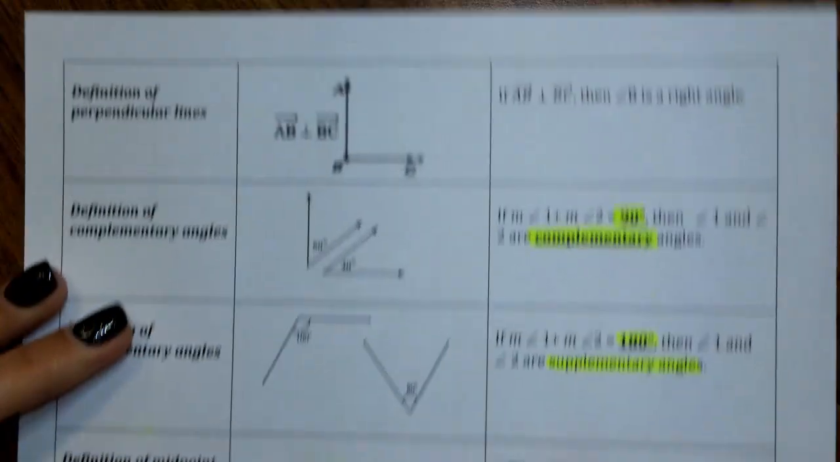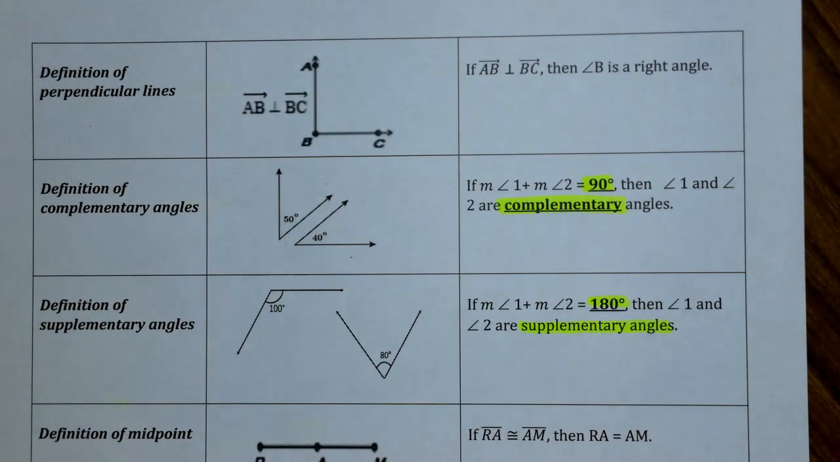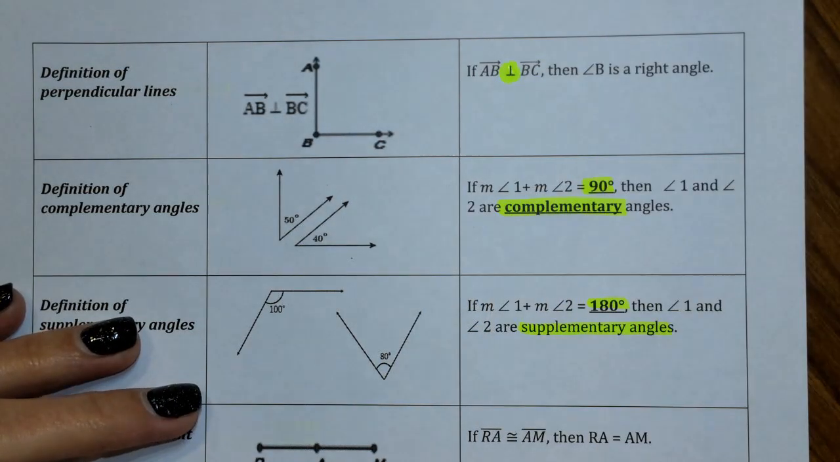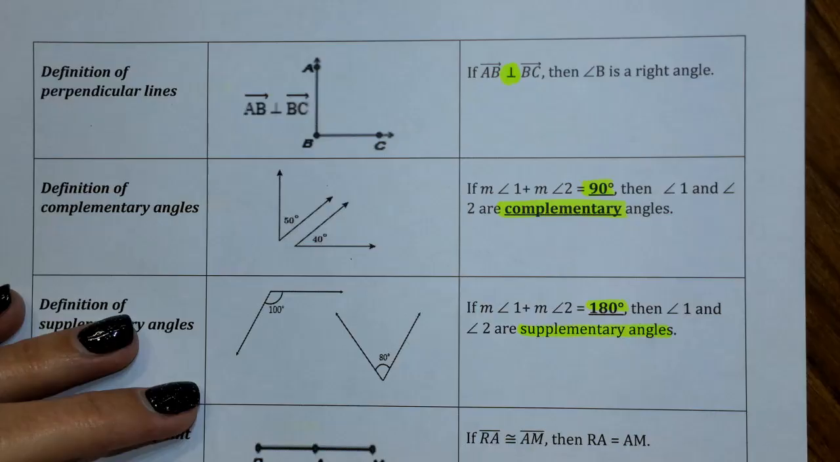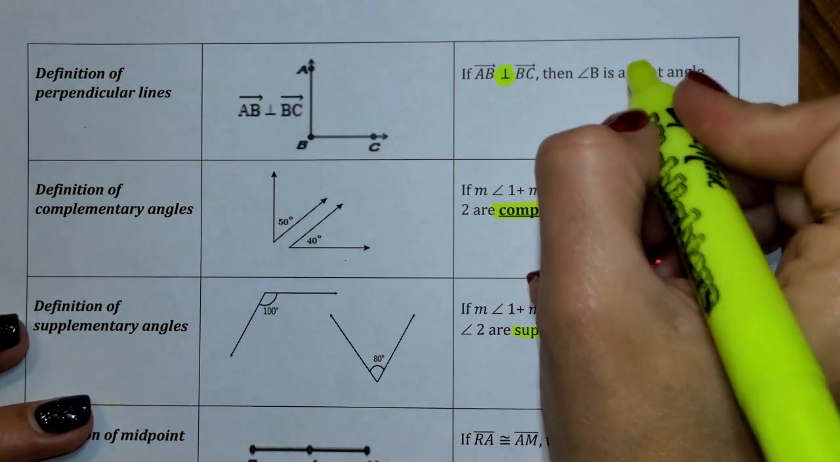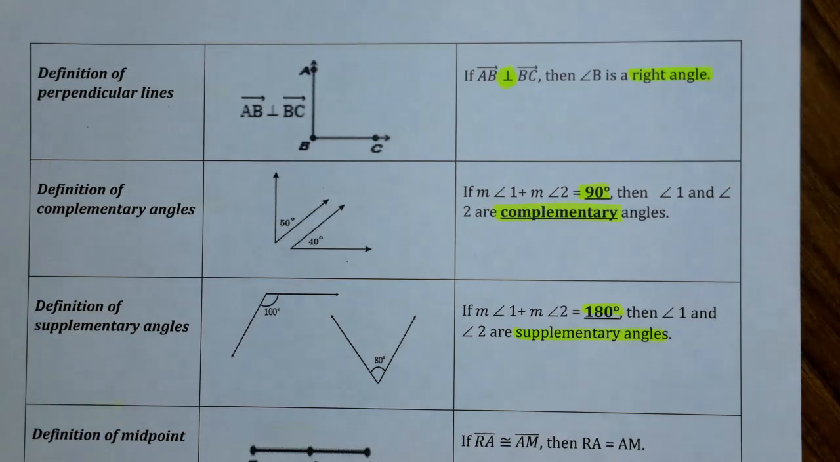The definition of perpendicular lines can be very easy to see and identify as long as you know what this symbol means. That symbol means perpendicular. And when we have the intersection of perpendicular lines, there's going to be a right angle. But honestly, you don't need the right angle part. You just need that perpendicular symbol, and this will be the definition of perpendicular lines.